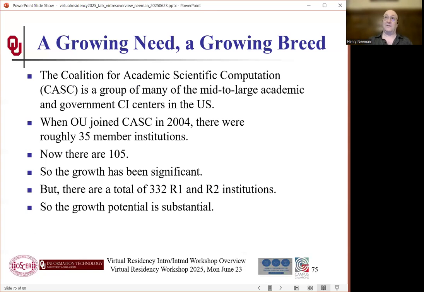When I started my career, we joined the Coalition for Academic Scientific Computation, or CASC, which is mostly R1 universities, some national labs. There's a few R2s in there. When I joined, I believe there were about 35 members. Today, there's over 100. So it's pretty significant growth. But on the other hand, it's less than a third of all R1s and R2s. In fact, it's only about 60% of R1s, and not all the members are R1s. So it's probably more like half of the R1s. So there's still plenty of growth potential.